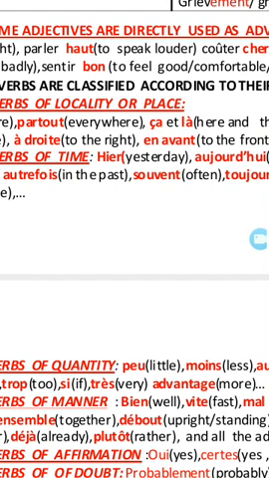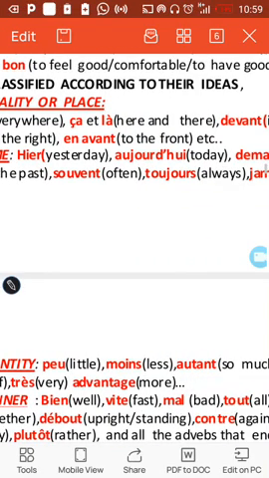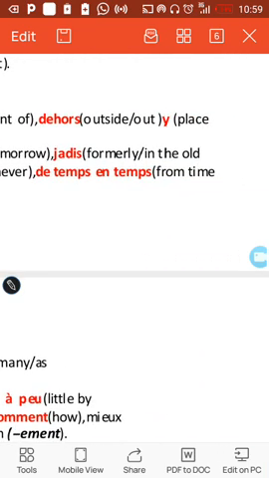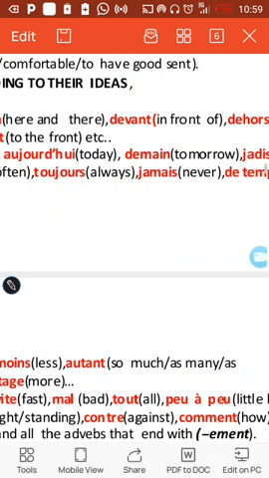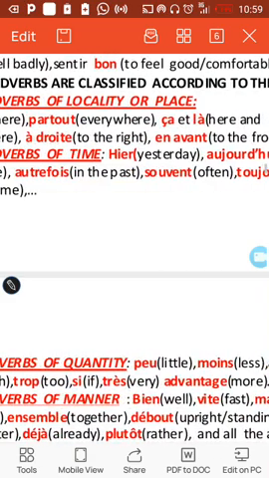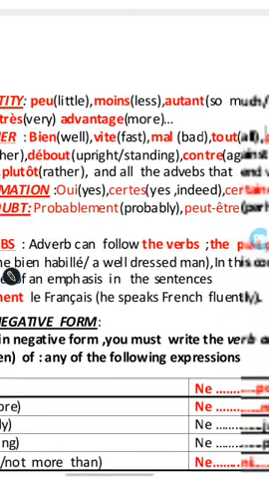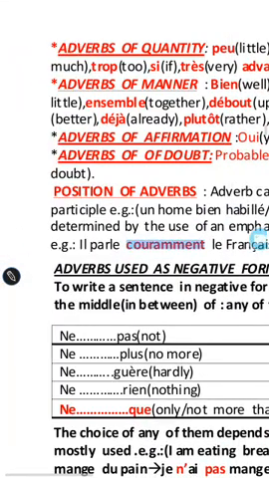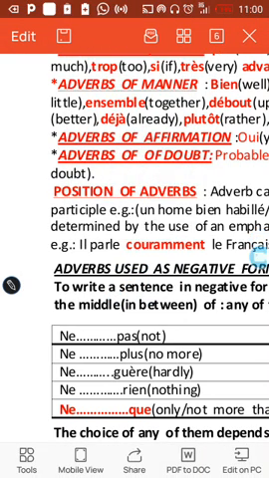Position of adverb. Adverb can follow the verb, the past participle, or even specifically the past participle. Un homme bien habillé, a well-dressed man. In this condition, the position of the adverb is determined by the use of an adjective in that area. So, there are so many things like that.